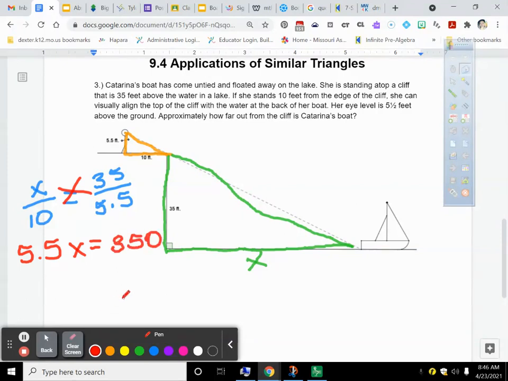Okay. And Natalie B, what do I do next? Yep, so we're going to divide both sides by 5.5. And what do we get that x equals? 0.015. Do 350 divided by 5.5.